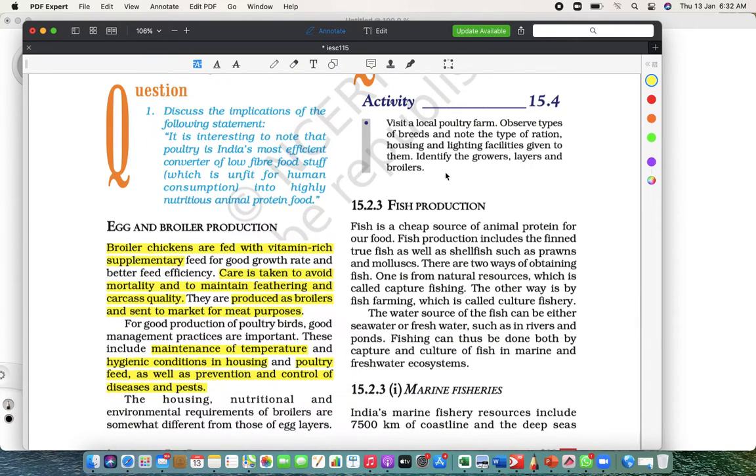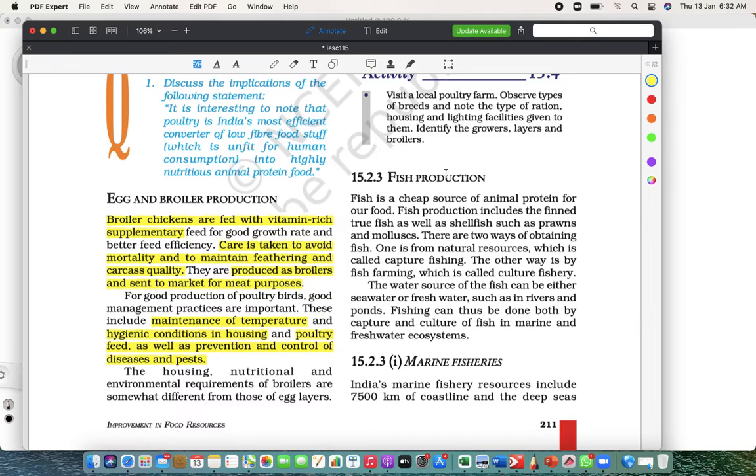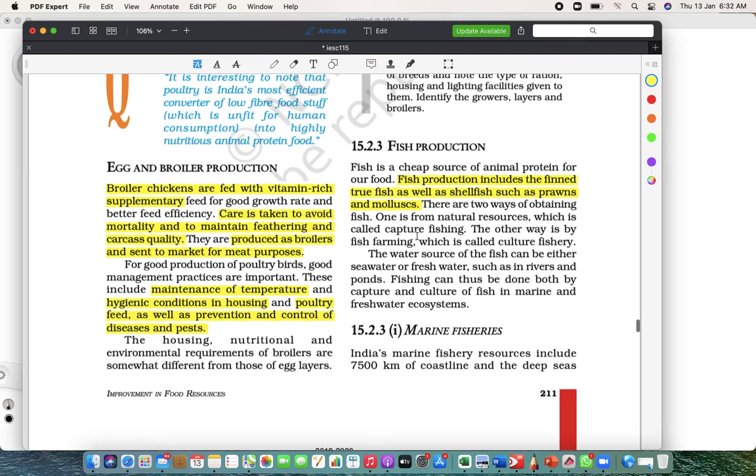Fish production. Now fish production is a little cheap source. Why is it cheap? Fish production includes fin fish as well as shellfish. Shellfish are what? Prawns and molluscs. If you go towards Dandi Road, there are a lot of ponds there. The people used to grow all these things over there, right? There are two ways of obtaining fish. One is by natural resource, that is called capture fishing. Natural resource is what? Natural resource is the sea. The other way is fish farming.